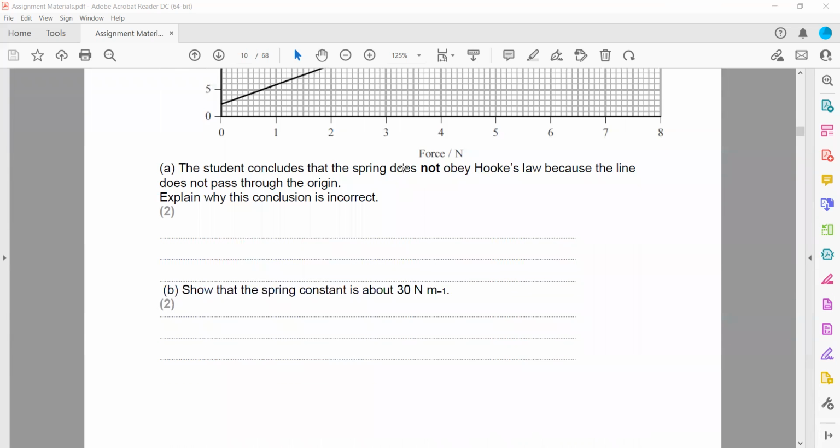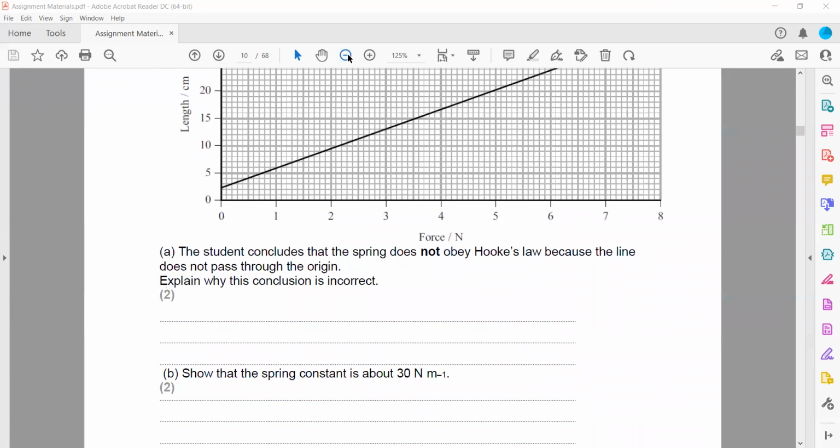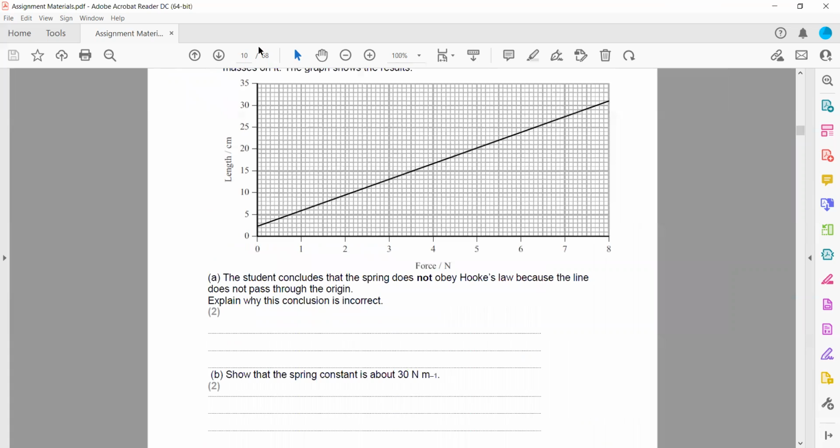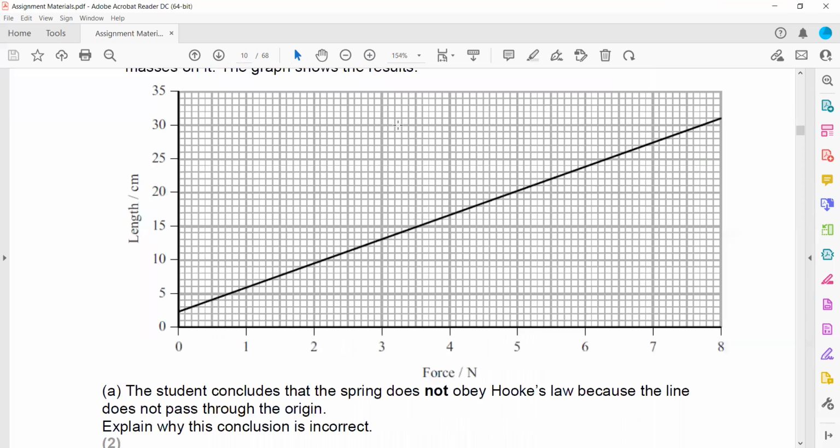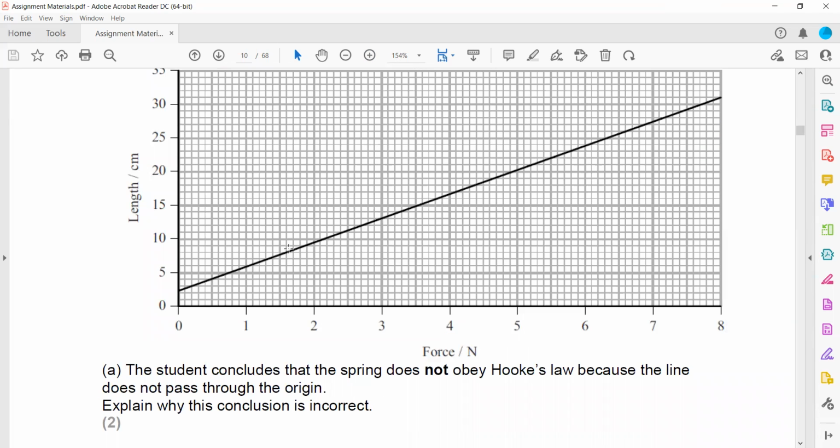Show that the spring constant or the value of K is about 30 Newton per meter. So again, we have to use the graph. When the force is 0, when no force is applied, it is about 2.5. That's the first point.